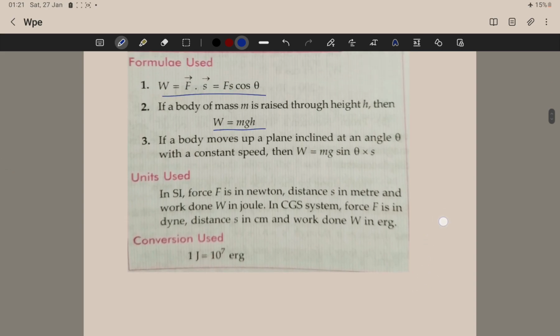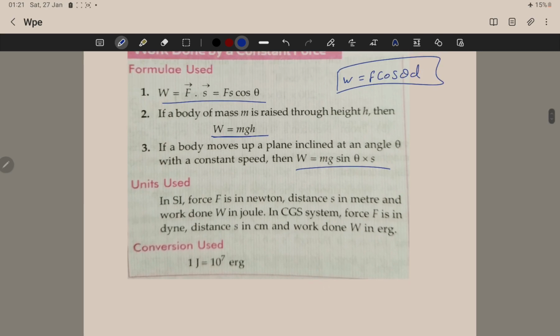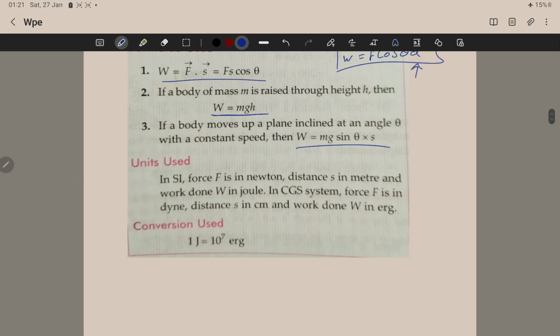Okay. Don't worry, just use your formula, W equals F cos theta into displacement. In all such cases, you get this mgh and you also get this mg sin theta into s. Just use this formula. This is a very basic formula. The units are given. So force in Newton, distance in meter, so work is in joule. So joule equals Newton into meter. 1 joule is equal to 1 Newton into meter.